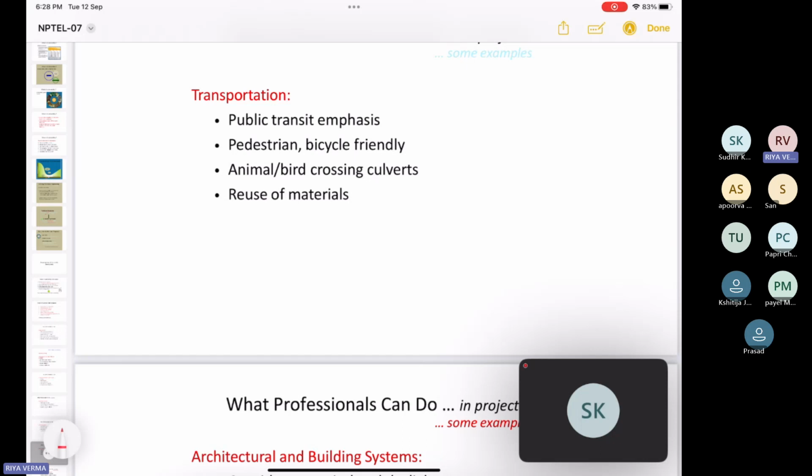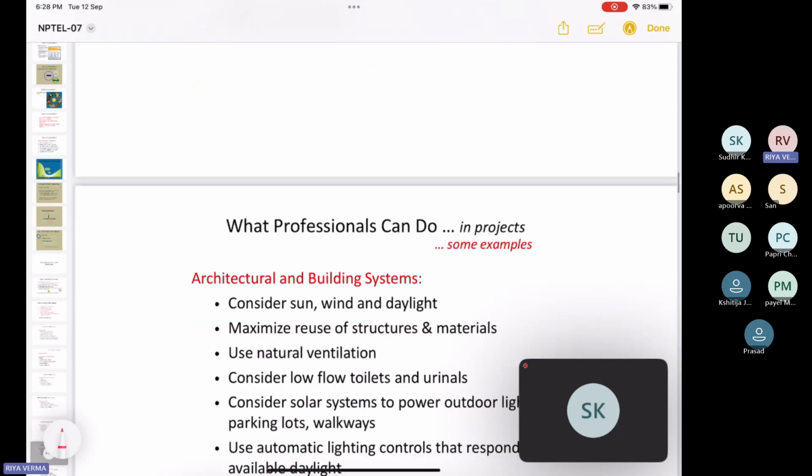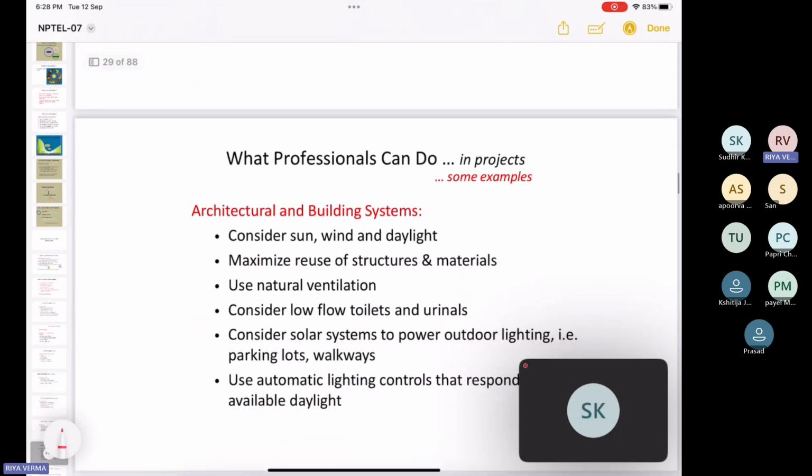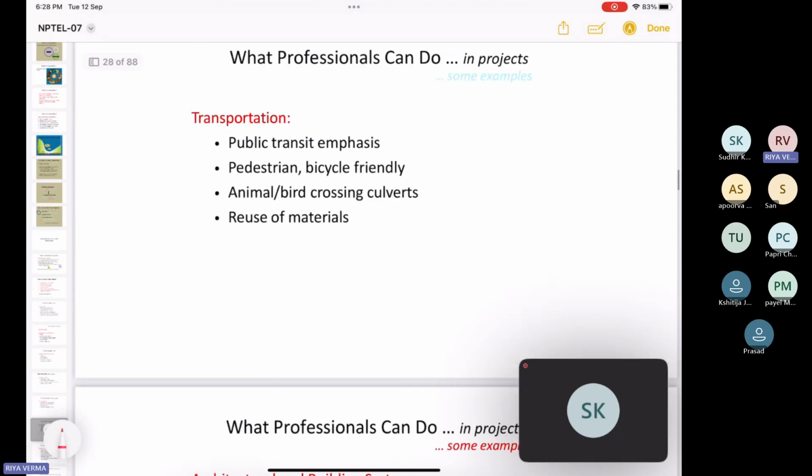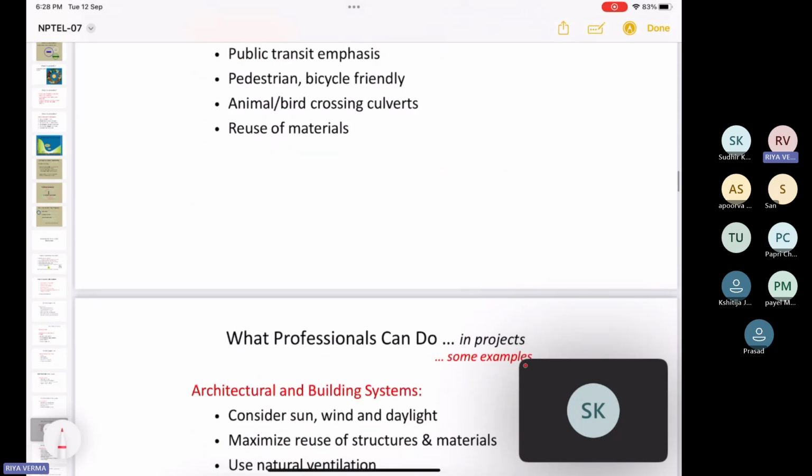And if possible, we should try to travel either on foot, like pedestrian travel, or use a bicycle, which is a more environmentally friendly approach. And then we should make animal or bird crossing culverts, or try to reuse materials during road construction. So these are some of the approaches that we can have in the transportation sector.